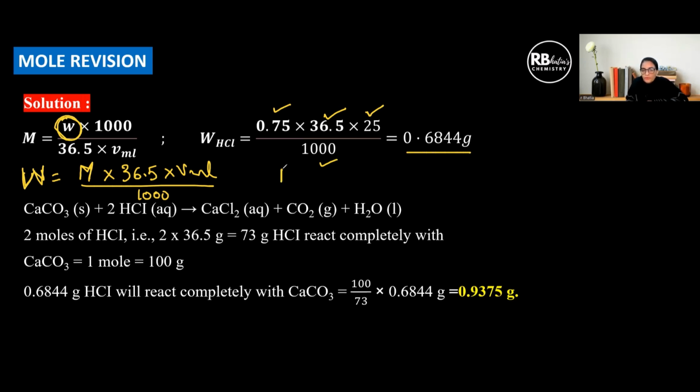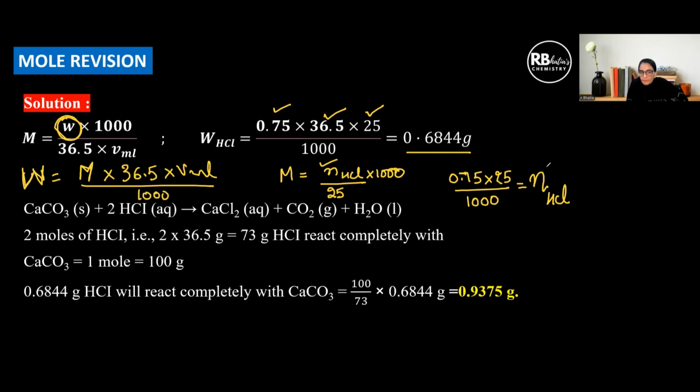Or we could have done it like this. Molarity is equal to number of moles of HCl upon V ml into 1000. Right? And we know molarity is 0.75. So 0.75 into 25 upon 1000 would be equal to the number of moles of HCl. Instead of calculating the weight, I could have calculated the number of moles. Fine, we could proceed with either of the two ways.